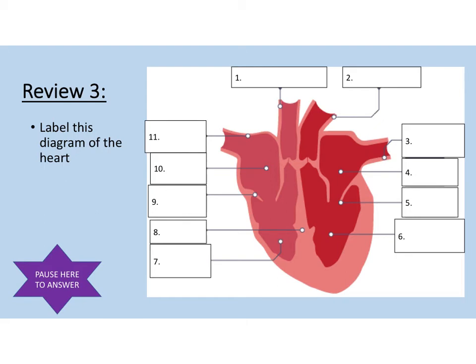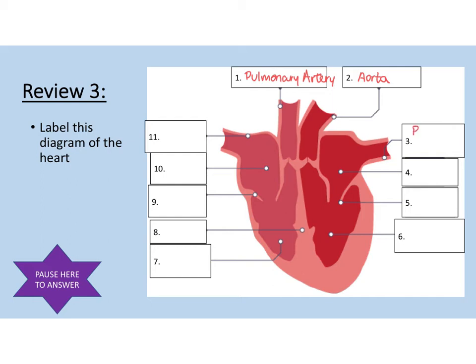Okay, so hopefully you attempted that. There are 11 labels. So let's go through the answers now. Number 1 is the pulmonary artery. So that's the artery that takes the blood to the lungs. Number 2 is the aorta, which is also an artery, and that artery takes blood to the rest of the body.